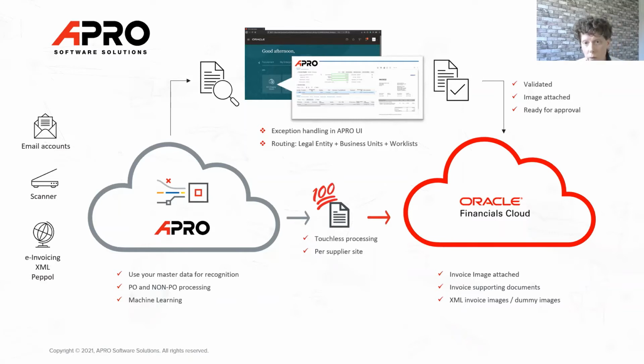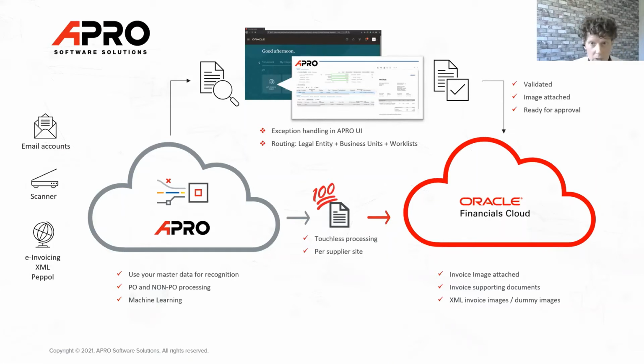And we have business rules in the system so that we can route invoices to different queues. So we call them a work list. And invoices can be routed based on information from the invoice. For example, missing master data. So if we detect something on the invoice that does not reflect your master data, we can send it to a specific queue. We can route invoices based on business units or maybe on legal entities. So we have set up for that in the system so that you are fully in control of what is happening with your invoices.